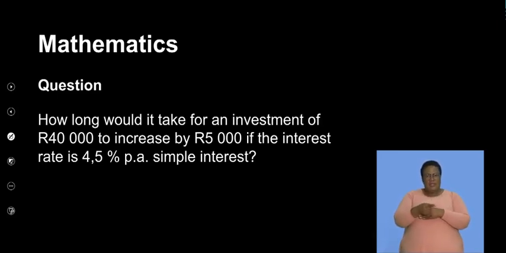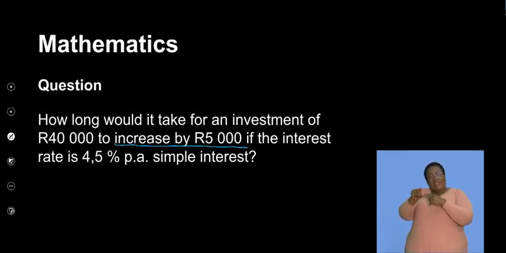Now, how long would it take for an investment of 40,000 to increase by 5,000? Now, let's look at what they're saying. A very beautiful question indeed. Increase by 5,000. What is the 5,000? The 5,000 is the increment of the 40,000. And now what you will need to understand is the 5,000 is a once-off increase. So it means you started your investment with 40,000, and then when you take out your investment, you take it out as 45,000.